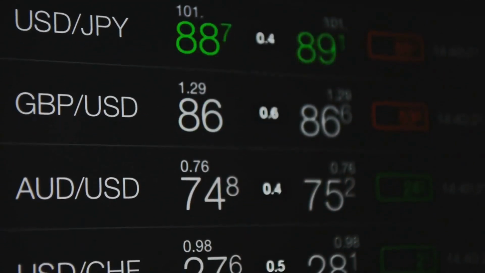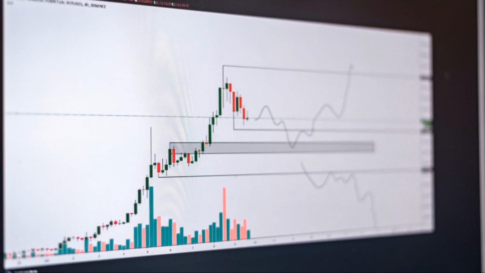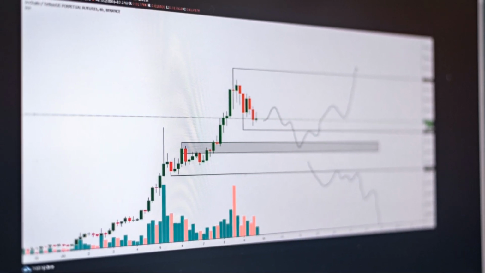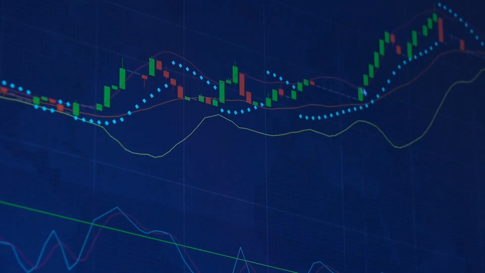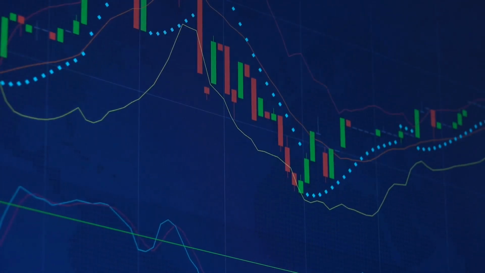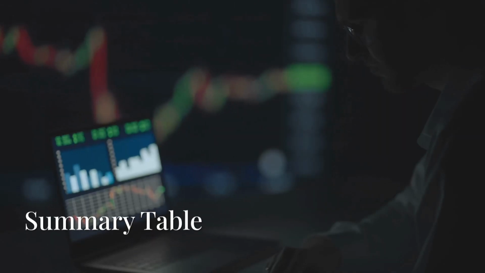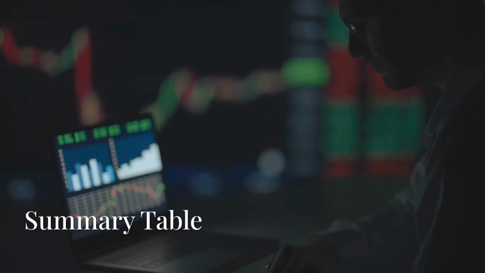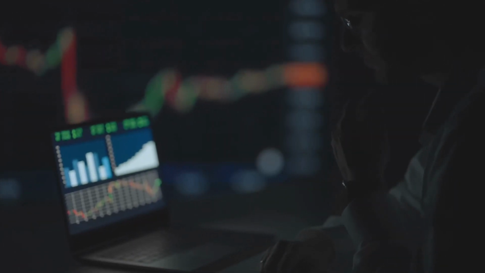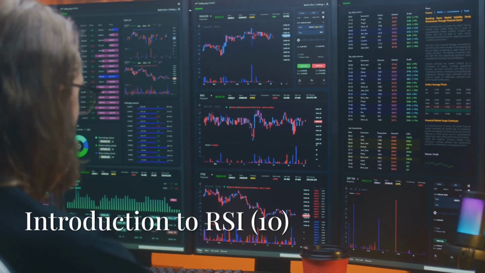For example, let's look at the USD JPY daily chart. When the price is above the 200 EMA, it indicates a long-term bullish trend. If the price pulls back and touches the 20 EMA, this could be an opportunity to buy. Entry confirmation would be a bullish candle, RSI turning up, and a MACD crossover. Summary table.